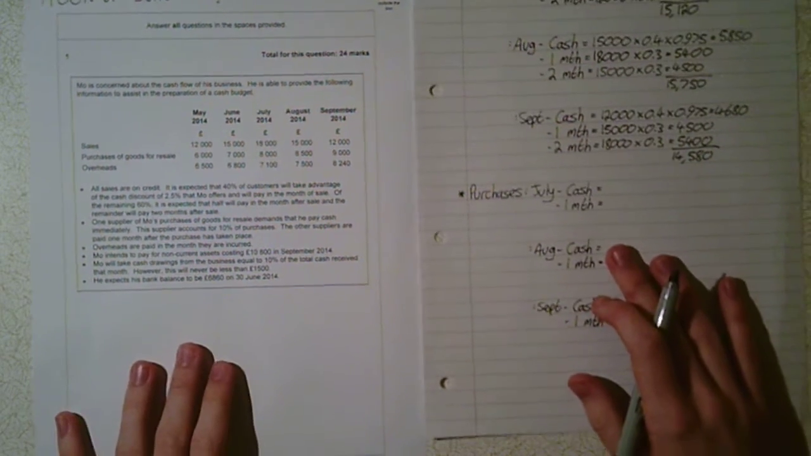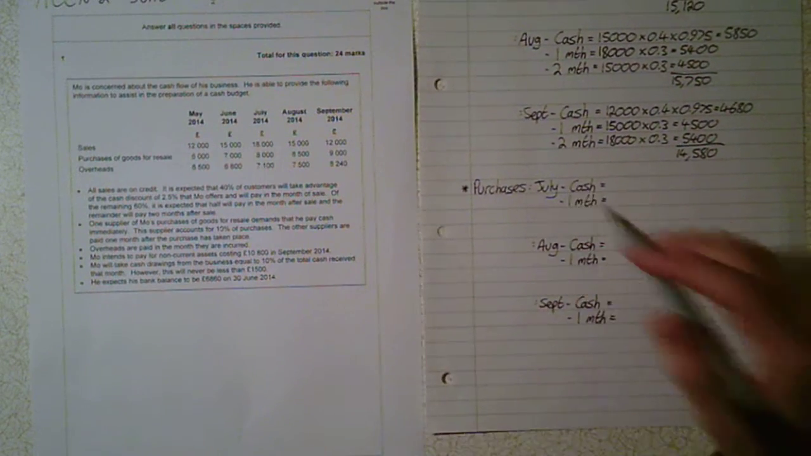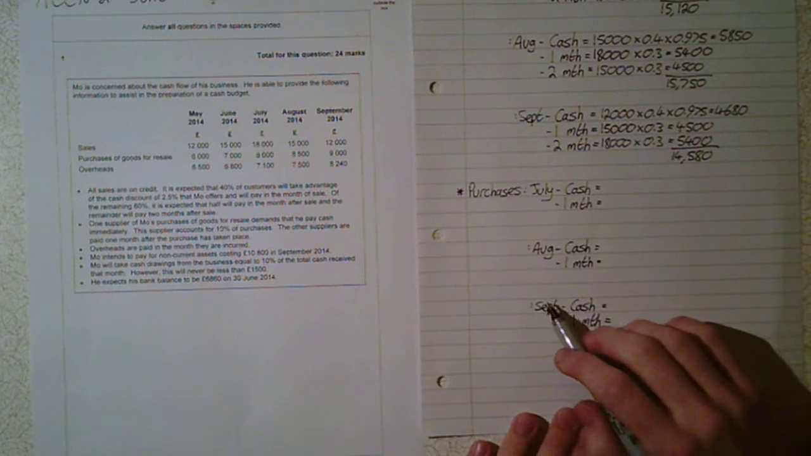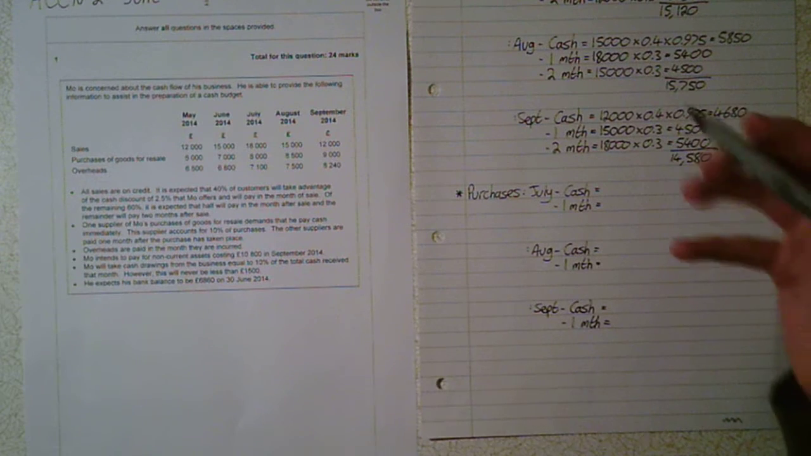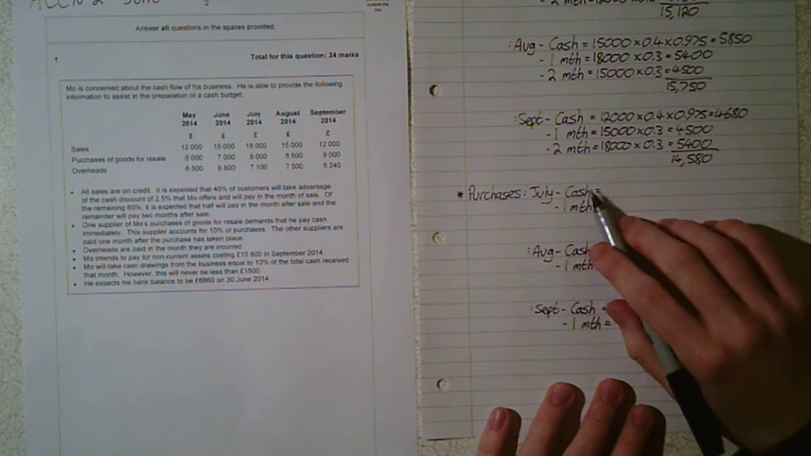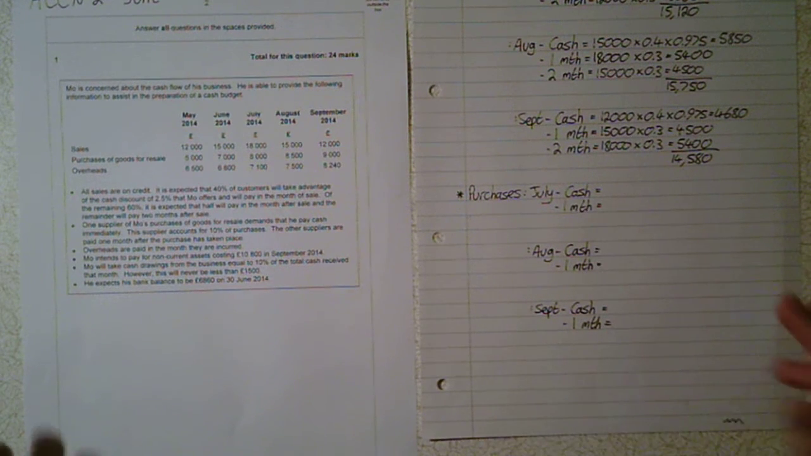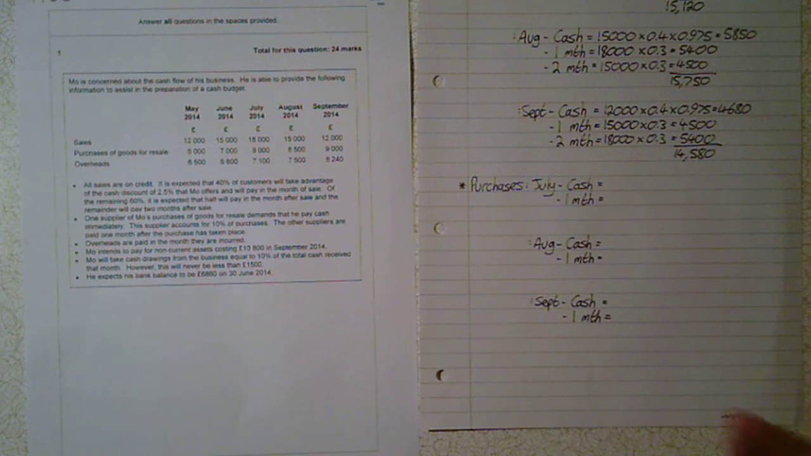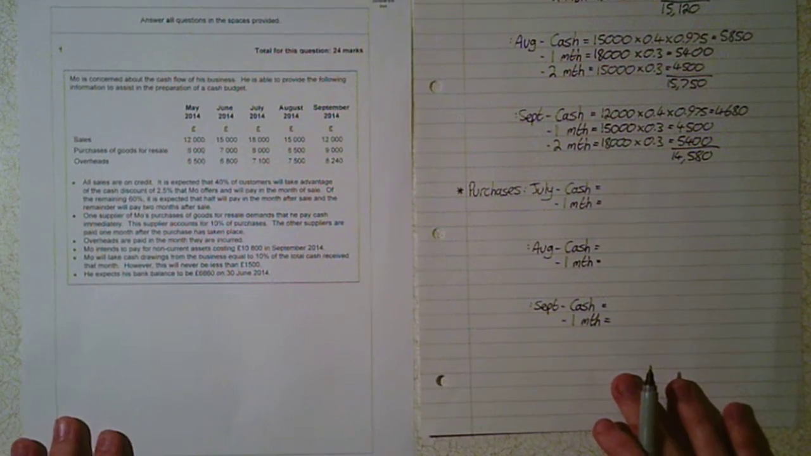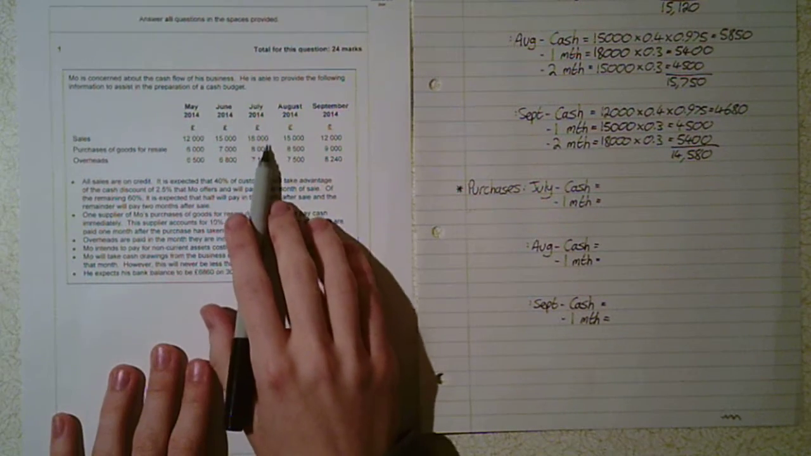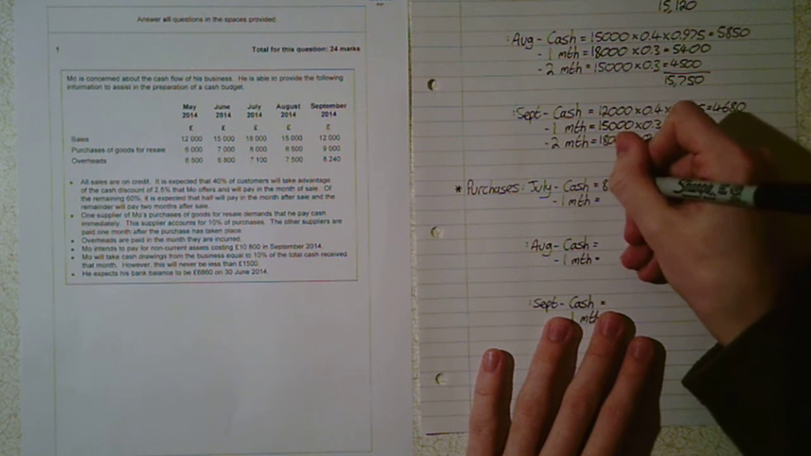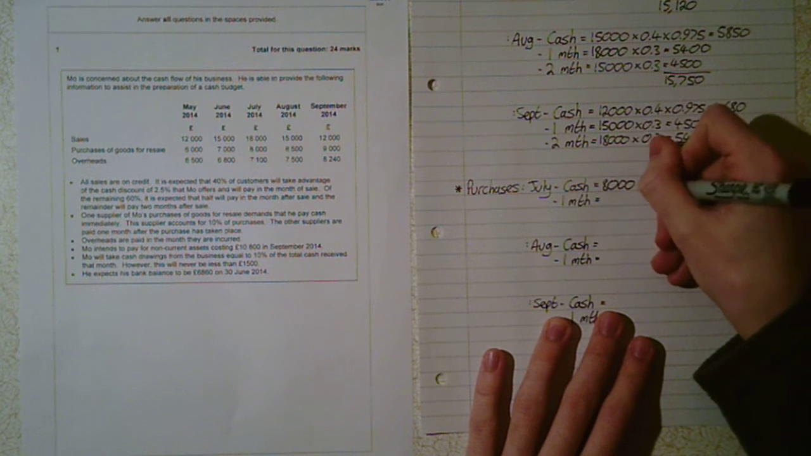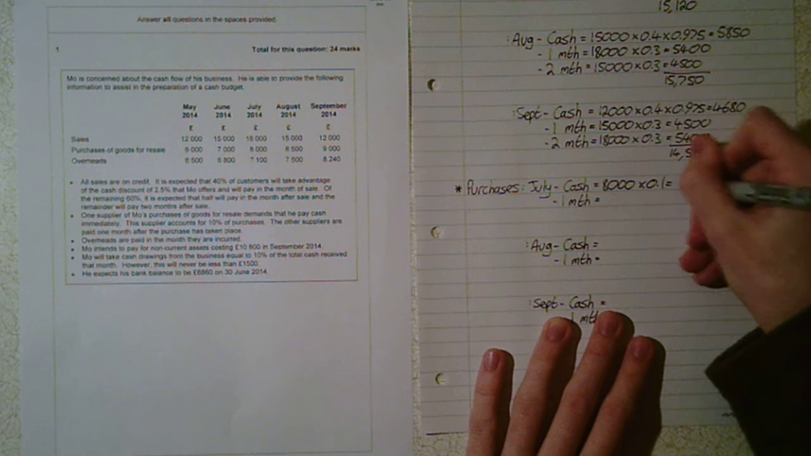So what I've laid out here, I've laid out the 3 months that we're analysing, July, August, September. And I've laid out the 2 ways that Mo pays his suppliers. He pays 10% cash and he pays 90% 1 month credit. And there's no discount or anything associated to these, so it should be quite simple. So in July, Mo bought £8,000 worth of goods, and of that £8,000, 10% were paid by cash, £800.